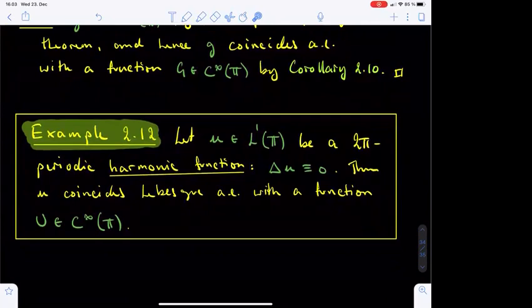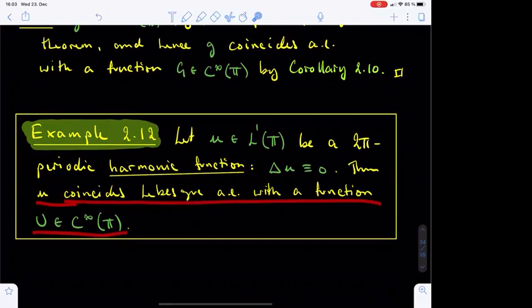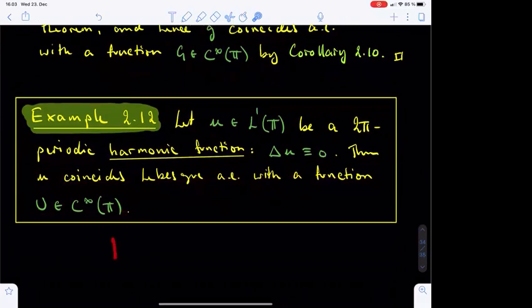Now, in this elliptic equation, namely the Laplacian of u is 0, the data function is the constant 0, which is certainly infinitely differentiable. Consequently, it follows from the previous corollary that any such solution u, which is only a priori an L1 function, must in fact coincide almost everywhere with a C-infinity smooth function. In other words, harmonic 2π periodic L1 functions are smooth.